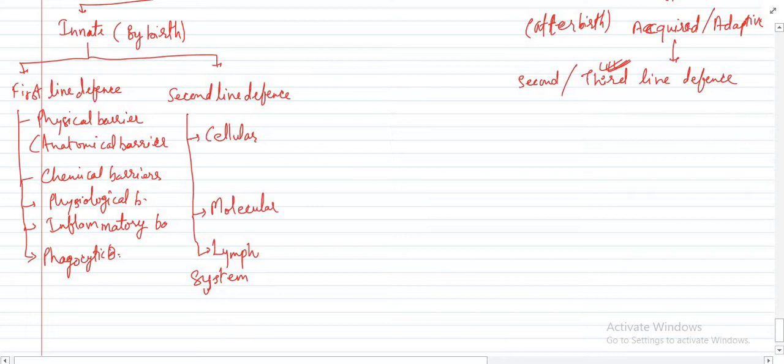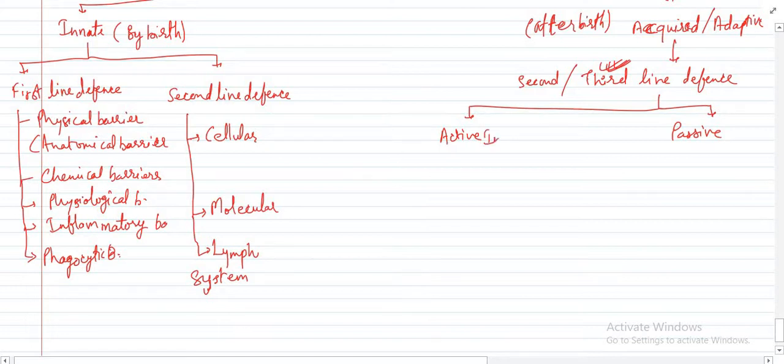But whenever we talk about acquired or adaptive immunity, we can say that this is the third line defense. In this third line defense, or acquired immunity, it is classified into two subcategories, and these are active immunity and passive immunity.